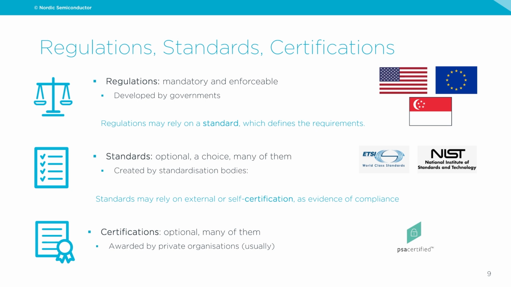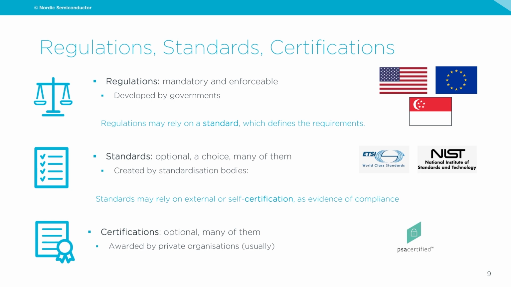The regulations are developed by governments. It can be at the individual state level, or it can be at a higher level. If you think of the European Union, for example, it sets regulations that apply to all the member states. Regulations may rely on a standard, and it is on the standard level that the requirements are defined. The standards are optional. Many of them are a choice. They are created by standardization bodies.